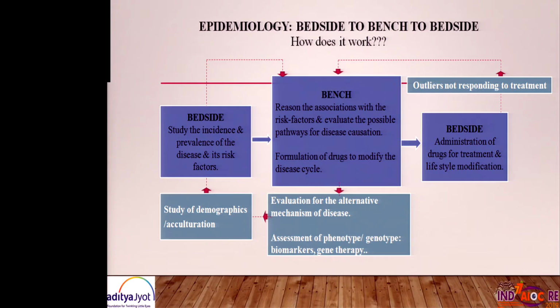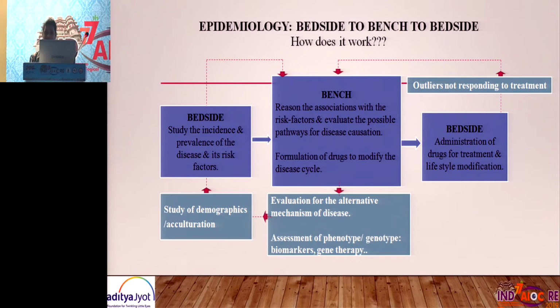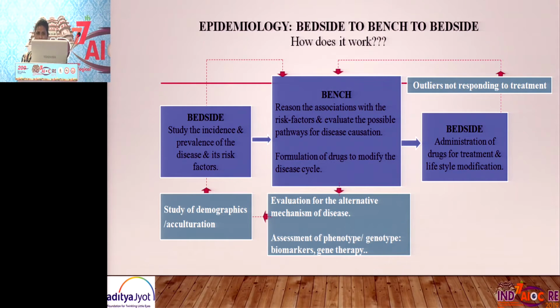So once we have the administration of drugs, and then we see how the response is, and if we feel that the response has been inadequate in some people, and then there are outliers, then we go visit those outliers and try to evaluate those alternative mechanisms. And that is how we have evolved into assessing the phenotypes and the genotypes. And then we have started looking for biomarkers in gene therapies, which the subsequent speakers would be speaking on. And then again, we look into the demographics, and just as Dr. Martin said about acculturation, and then we revisit those things.